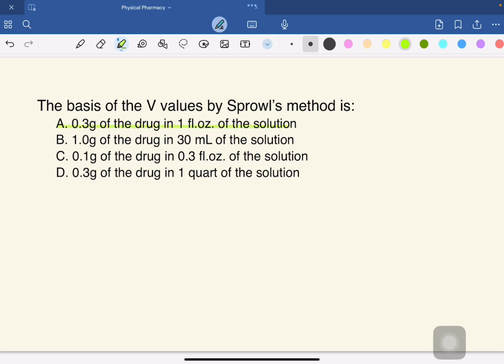So again, 1% of your fluid ounce is roughly 0.3 grams kasi 1 fluid ounce is around 29.57 ml. So round that up to 30 ml. So 1% of that is 0.3 grams. So that is the fixed weight when we want to compute for V values using the Sprouse's method.